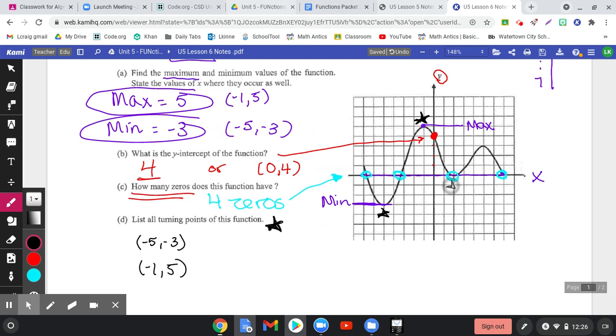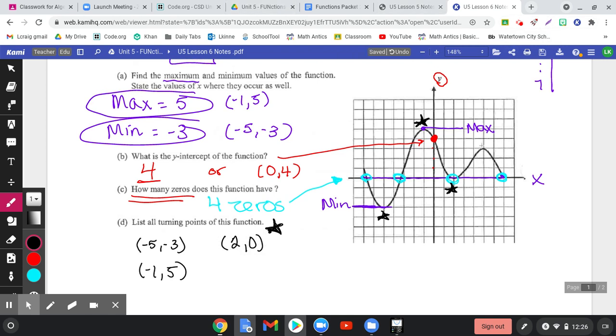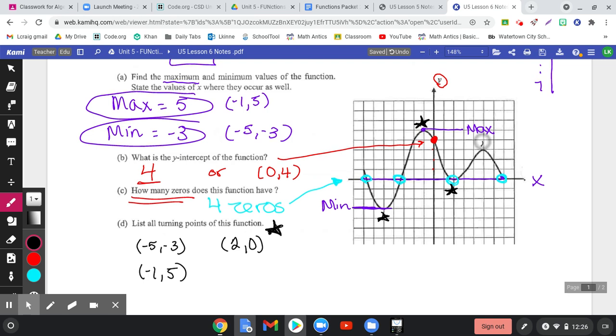There's another turning point. It also happens to be one of your zeros. That's the point (2, 0). And then finally, up here is where your last turning point is. This is not a turning point, and this is not a turning point. That's just the end. Where did our graph turn? So that's the point (4, 3).